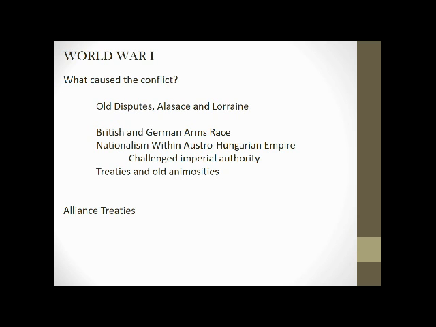And of course, the most notable of these nationalist movements when it comes to the beginning of World War One is Serbian nationalism, or more generally Slavic nationalism, which was in the heart of the Austro-Hungarian Empire. There are also treaties, and a lot of old animosities. The French have animosities toward the Germans, the Germans toward the French, the Russians toward the Germans, and vice versa. These factors combined to create a collection of secret alliance treaties.